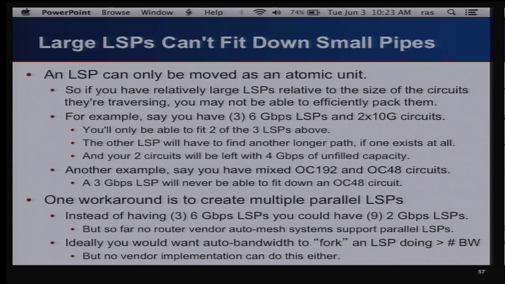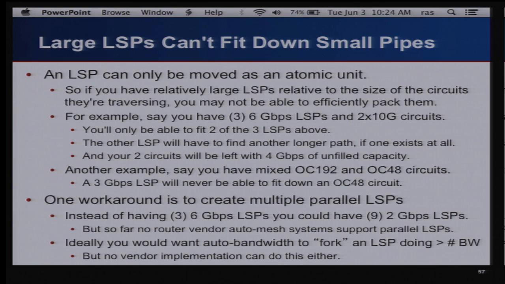Another example is if you have mixed speed networks. So if you have high speed and low speed portions of your network, if you have a 3 gig LSP, you'll never be able to use an OC48 circuit. It'll sit there and do nothing because 2.5 gigs can't take a 3 gig LSP. So like I said, the workaround I talked about was manually creating LSPs.